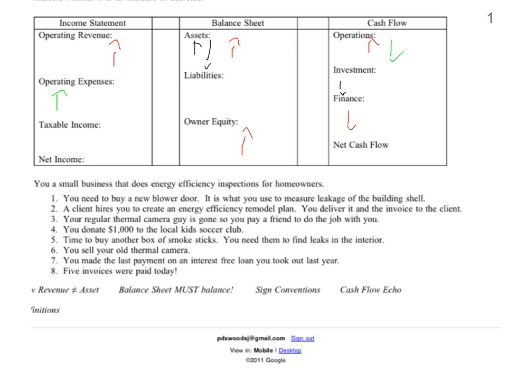Moving on to item number four, you donate $1,000 to the local kids soccer club. On the income statement, you're going to see that as an increase in expenses. That echoes through the cash from operations as a decrease in cash from operations. Some of you will also catch on that it has some balance sheet effects, like you decreased your cash, which is an asset, which also decreases your owner equity. So that's also a possibility there too.